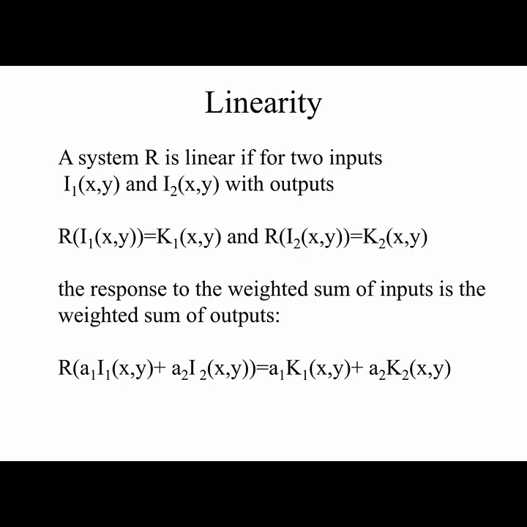So for two inputs, for example, if I have I sub 1 and I sub 2, and they have outputs k sub 1 and k sub 2, now I put in my input, which is a sub 1 times I sub 1 plus a sub 2 times I sub 2. Then if it's a linear system, my output would be a sub 1 k1 plus a sub 2 k2. Okay, so that's all linearity is.